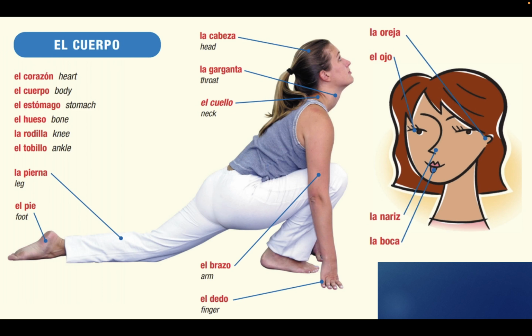We'll start with el corazón, el cuerpo, el estómago, el hueso, la rodilla, el tobillo, la pierna, el pie, la cabeza, la garganta, that's a fun word, el cuello, el brazo, el dedo, la oreja, el ojo, la nariz, and la boca. Awesome. So these are some vocab words.